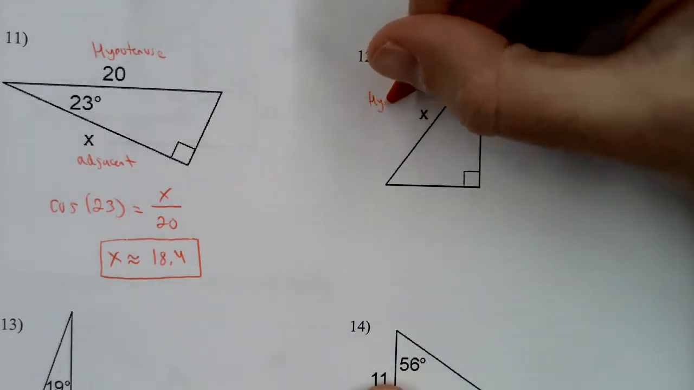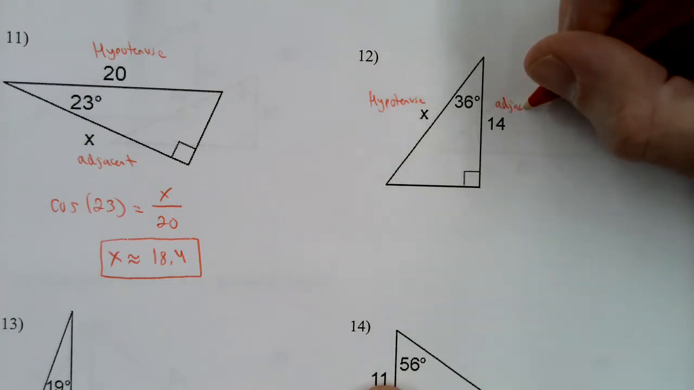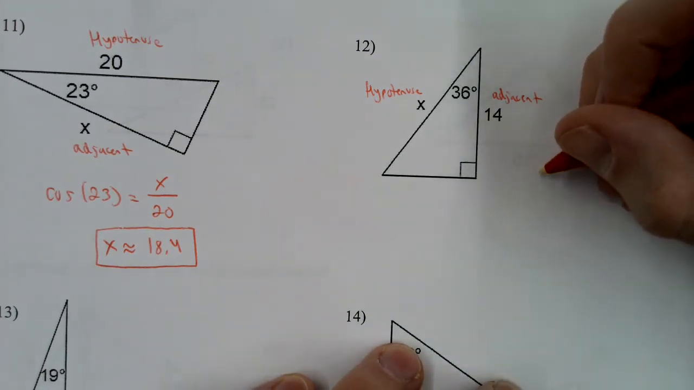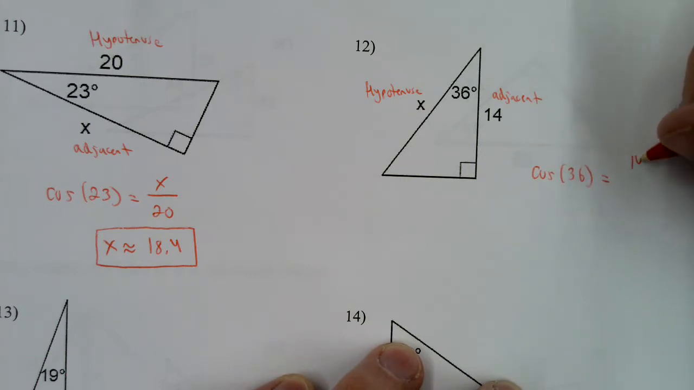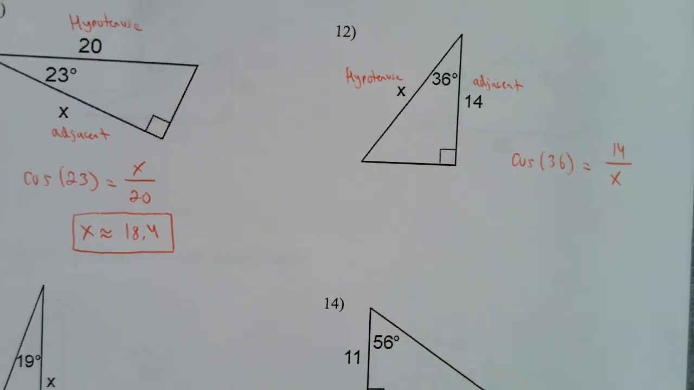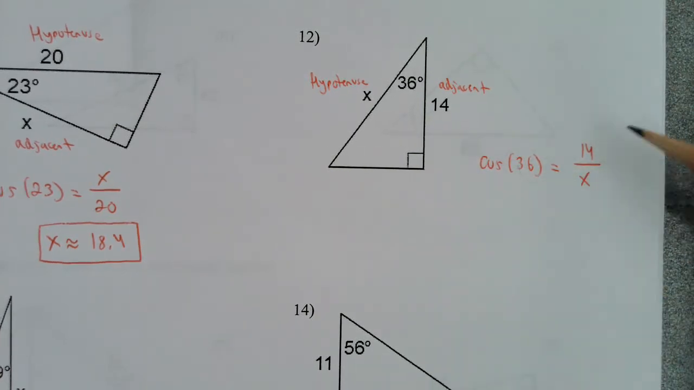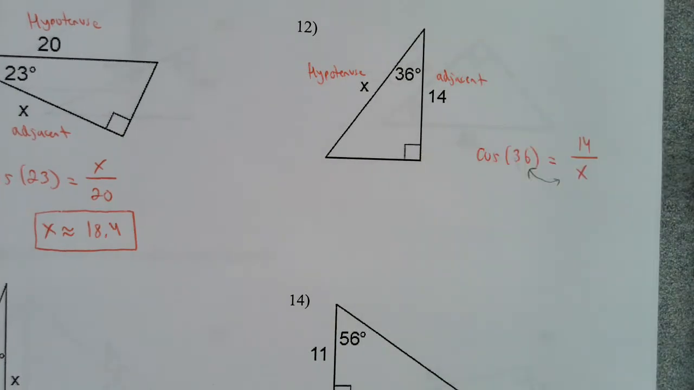This is going to be the hypotenuse in number 12. This will be the adjacent side in number 12. So cosine 36 equals adjacent 14 over hypotenuse x. And again, if you want to solve for x and it's in the denominator, you're just going to switch these two around. X equals 14 divided by cosine 36, which is approximately 17.3.